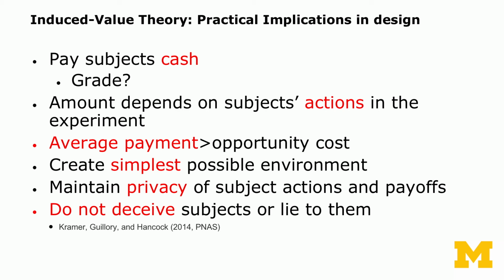As an experimenter, you want to create the simplest possible environment. We already talked about the role of privacy of subjects' actions and payoffs. And the last part, which is sometimes difficult to do, is you should not deceive the subjects or lie to them. And this is because lots of times the theoretical prediction is based on the belief distribution. And if you deceive your subjects, they don't believe you anymore.